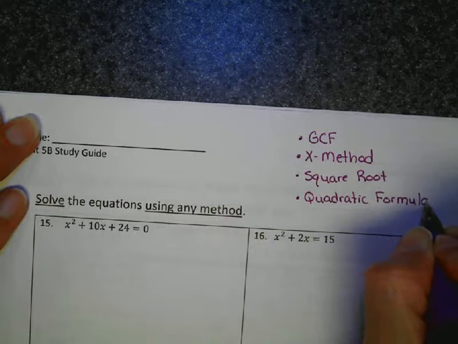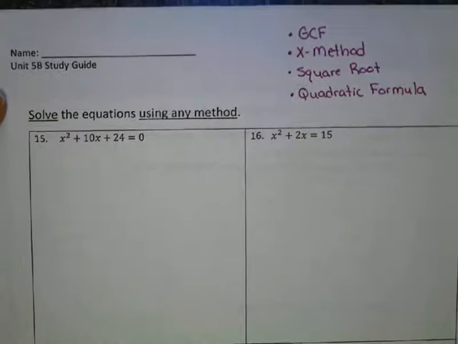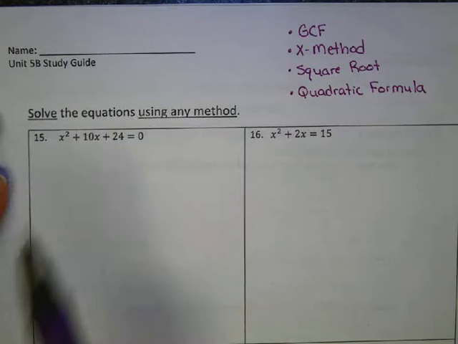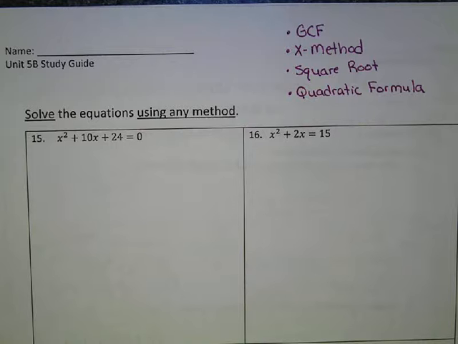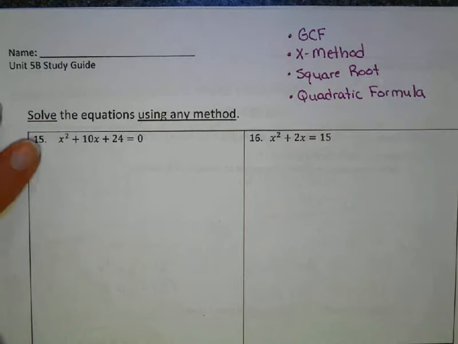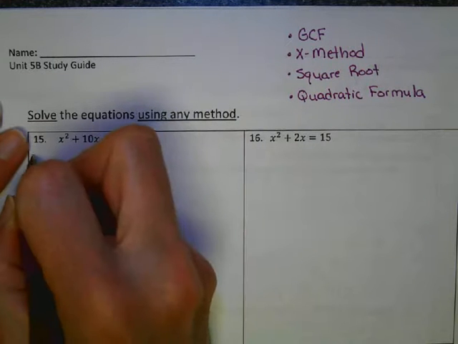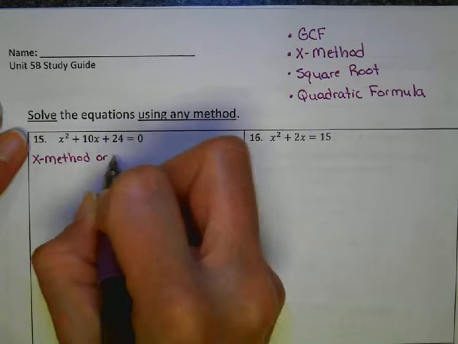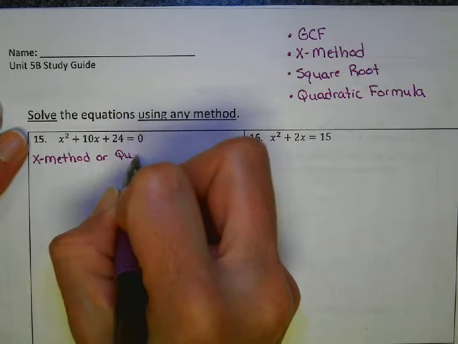So this is your choice to shine. If there's a particular way that you've preferred or that you know how to do, there are some situations where we can't use all of them, though. So like this first one, number 15, x squared, 10x, and 24, they don't have anything in common. You can't use greatest common factor. There's more than just a squared term, so you can't just square root. So for this one, our choices are X method or quadratic formula.